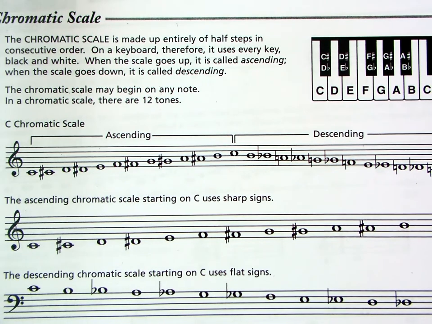So, first off, the chromatic scale is made up entirely of half steps in consecutive order. Alright, so they go in order. On a keyboard, which it shows you there to the right on the page, it uses every key, black and white. When the scale goes up, it's called ascending, and when it goes down, it's called descending. A chromatic scale may begin on any note, A sharp, G sharp, B flat, whatever you want to do. In a chromatic scale, there are 12 tones.